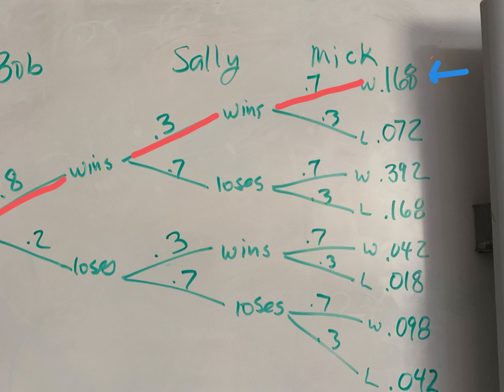So again, the question is, what's the probability that Mick and Bob won? So, what was another possible answer besides the 0.168? 0.392. Can you guys verify that that's another one? Because on the 0.392, Mick won and Bob won. Are there any others where both Bob and Mick won? No. So that's just those two.